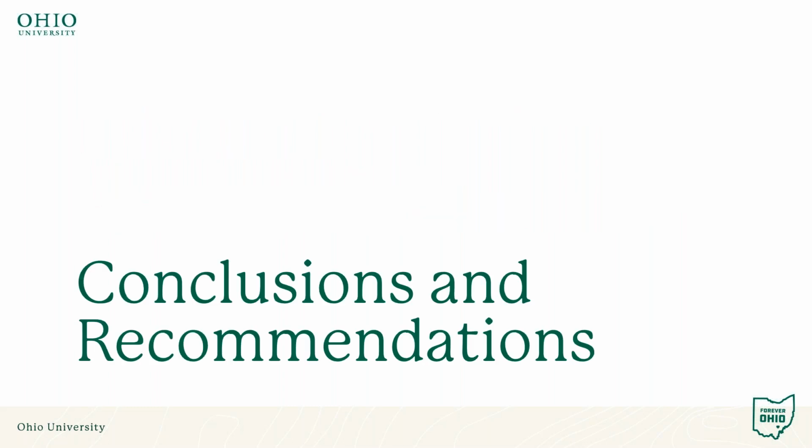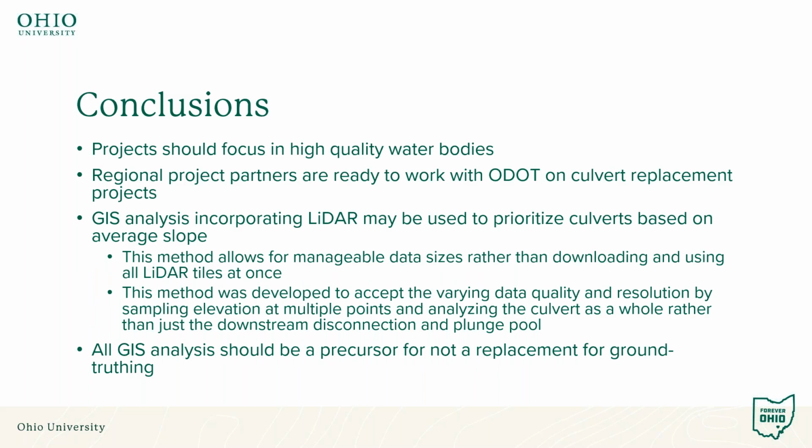So I'm going to go into some conclusions and recommendations that we highlight from this project and this effort. Generally, projects should focus in high quality water bodies, because those are the water bodies where connectivity may be the thing that allows that water body to be improved or to get even better, whereas in a water body that has other impairments, improved connectivity isn't going to be the thing that tips the balance towards meeting a use designation from the Ohio EPA.